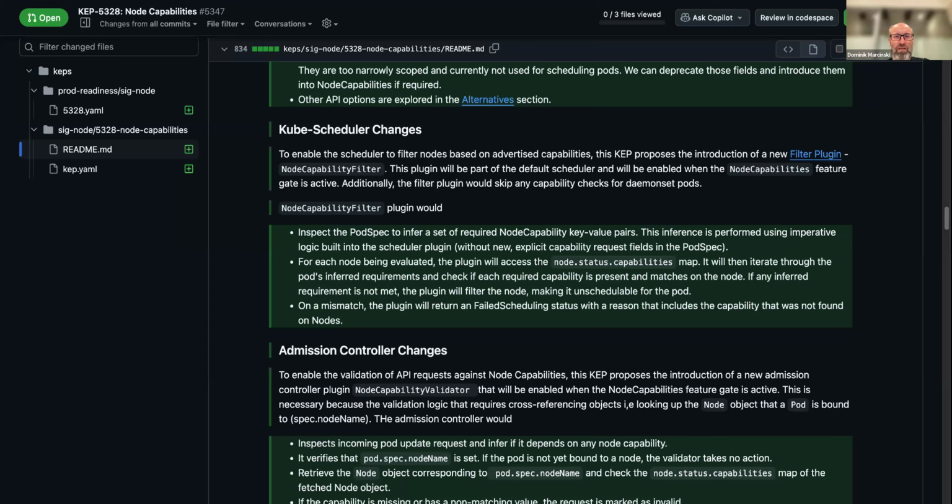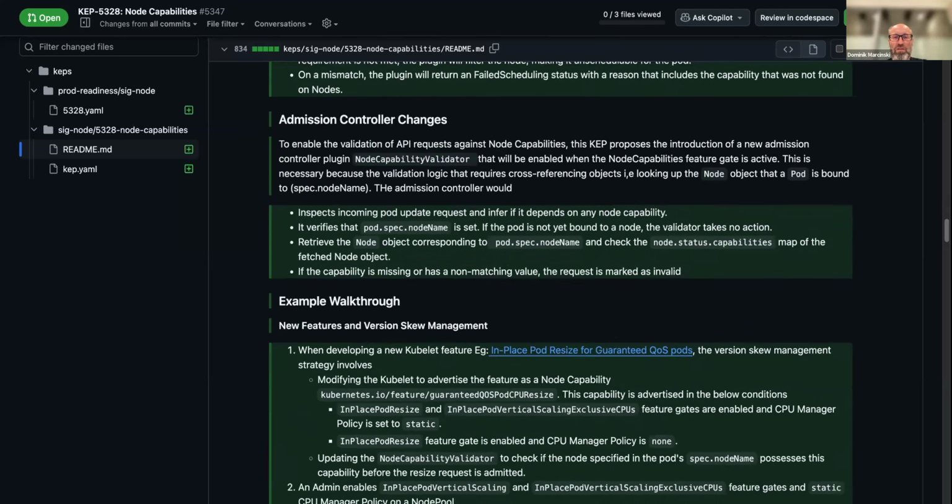Yes, I think I'm already familiar with the cap, and I think it overall looks good. I have a question regarding how those capabilities would be inferred from the pod spec. So how exactly do you know which feature or code version the pod requires?